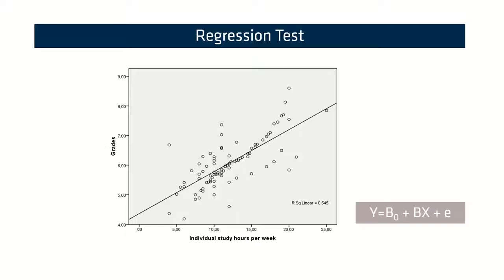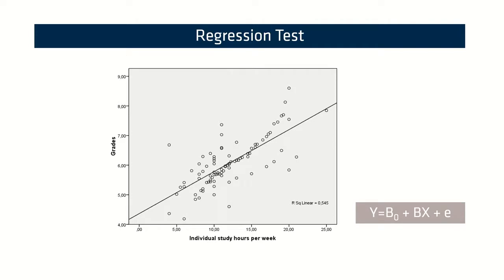Now, with reference to causality, let us assume you want to test whether there is a linear relationship between students' grades and individual study time. The equation for linear regression is as shown here, where y is the outcome we want to predict, or in other words, the dependent variable, which in this case is student's grade.